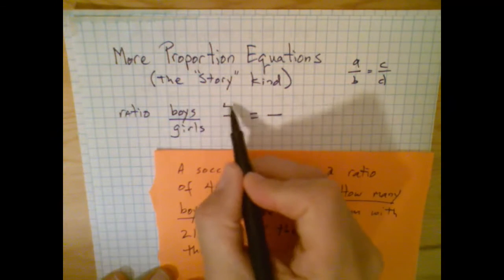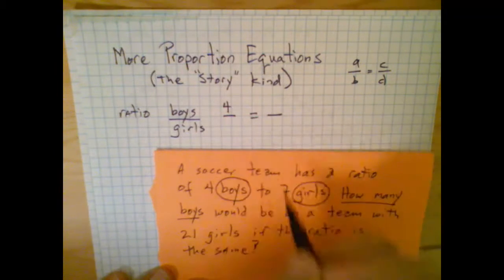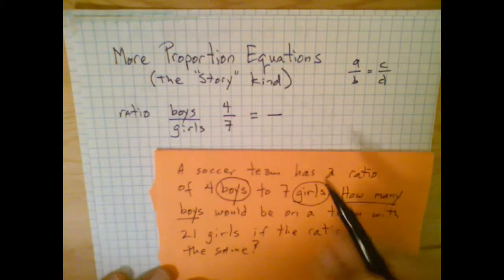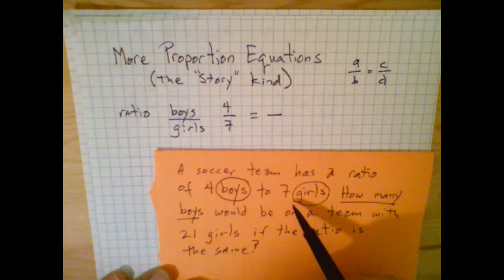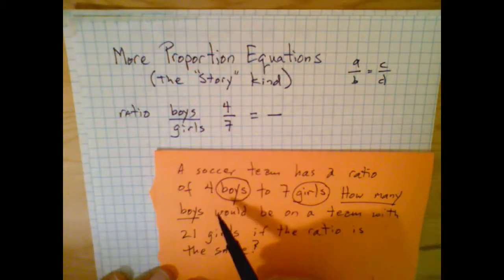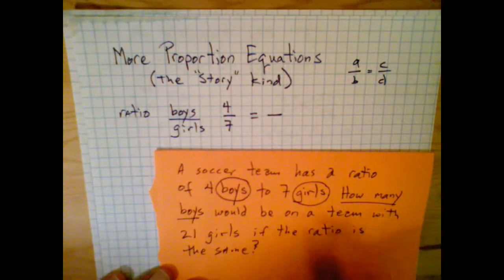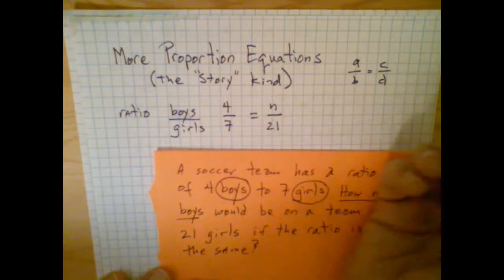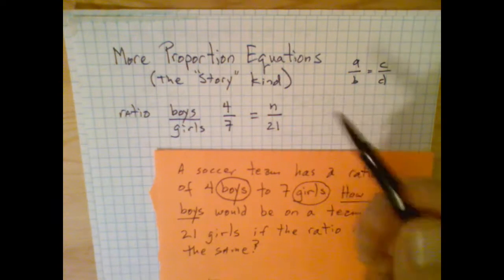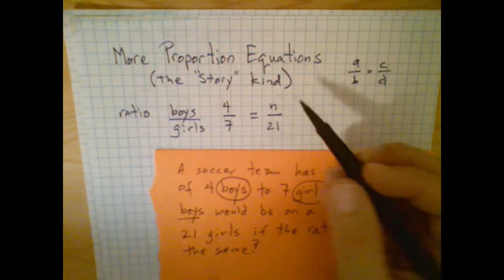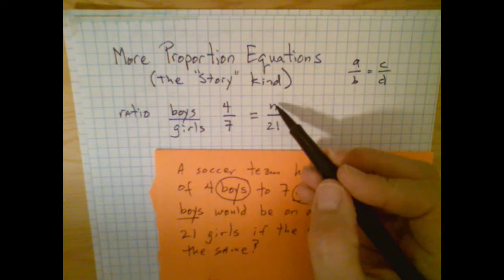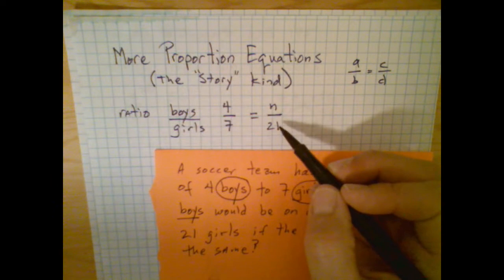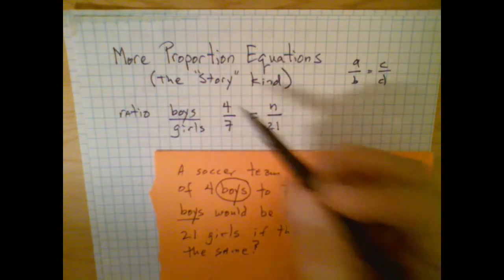So 4 boys to 7 girls, right? That's my ratio. And then I'm asked how many boys would be in a team with 21 girls. So I don't know how many boys there are, right? Well, I've got a spot for girls: 21. And it's asking me how many, so I'll just use n. So the question here is, and this hopefully makes sense, how many boys will be on a team with 21 girls if the ratio on the team is 4 to 7?